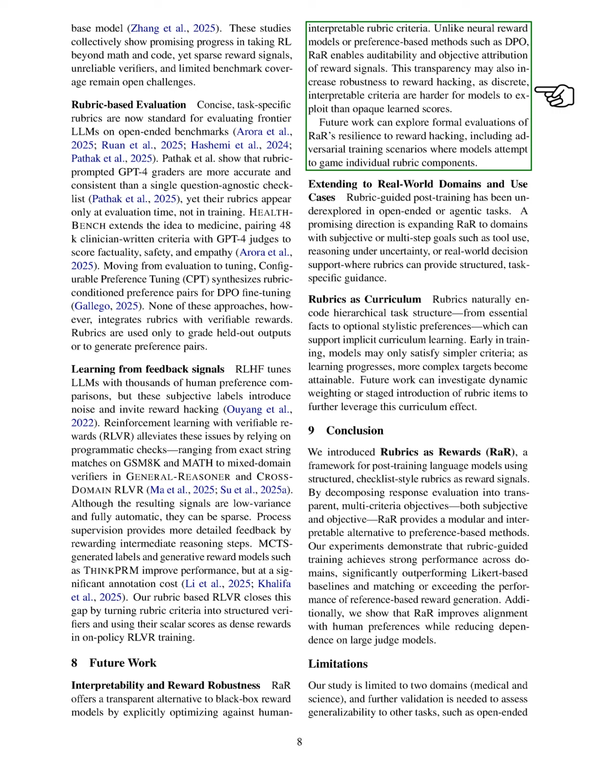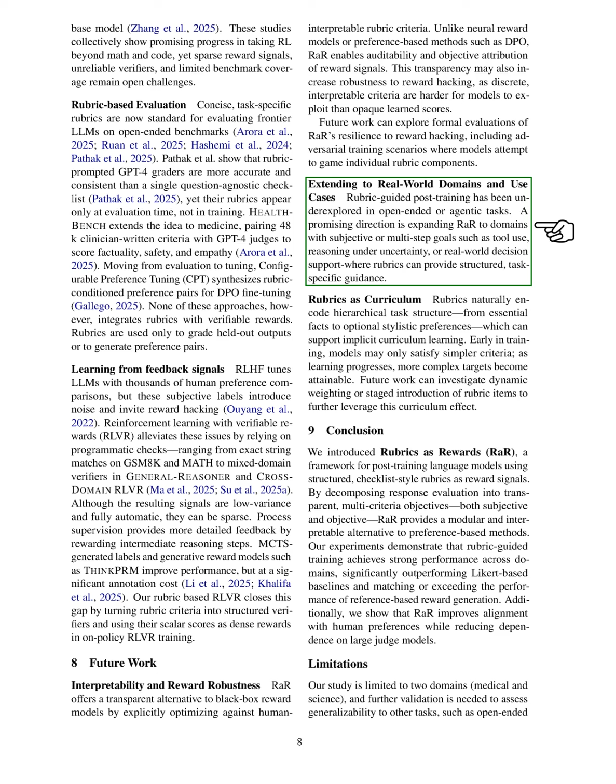Section: Extending to real-world domains and use cases. In this section, we explore the application of rubric-guided post-training in real-world scenarios and tasks that require agency. We see potential in extending our approach to areas with subjective or multi-step objectives, like using tools, reasoning in uncertain situations, or providing decision support in real life. Here, rubrics can offer organized and specific guidance tailored to each task.